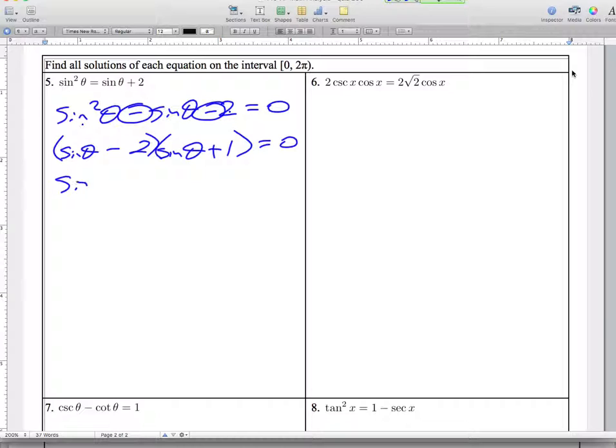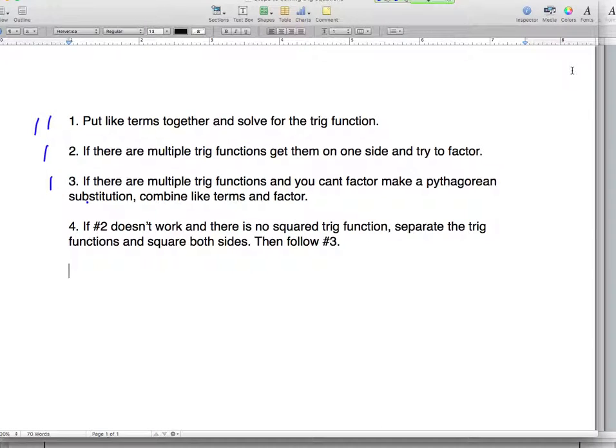So set them equal to 0. Sine of theta equals 2, which is no good to me. Sine of theta equals negative 1. It's not pi over 6, pi over 3, or pi over 4. So I'm looking for a y value of negative 1, which occurs at 3 pi over 2. So we get 3 pi over 2 on that. Which level problem does that fall under? Level 2. Factor.